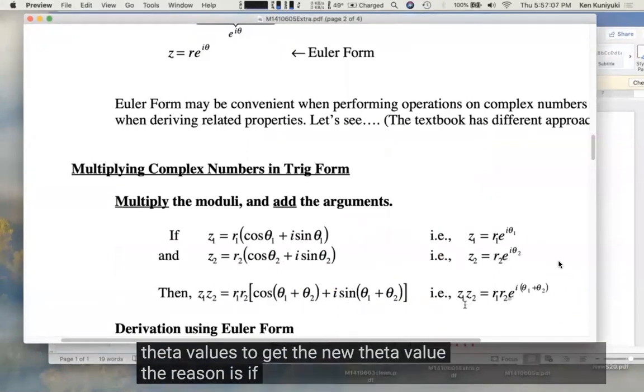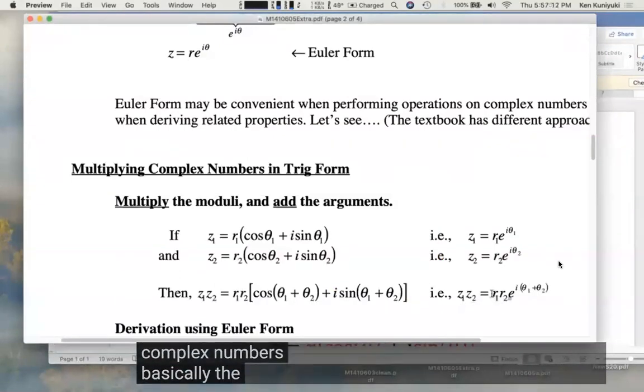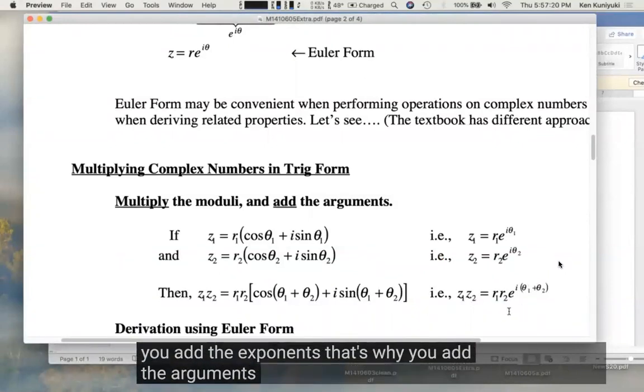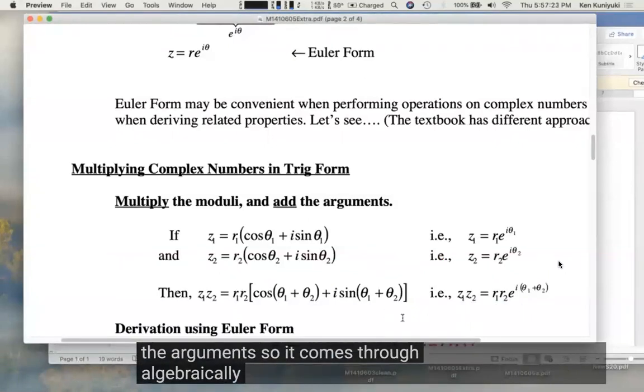The reason is, if you multiply two complex numbers, basically the R values multiply, and it comes from the rules for exponents. Remember, when you multiply powers of e, you add the exponents. That's why you add the arguments. So it comes through algebraically.